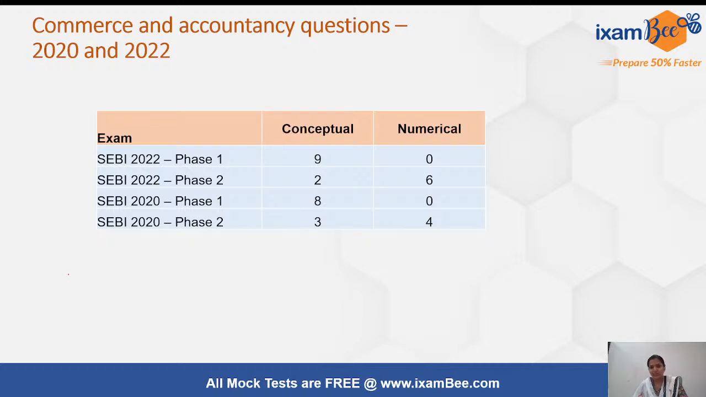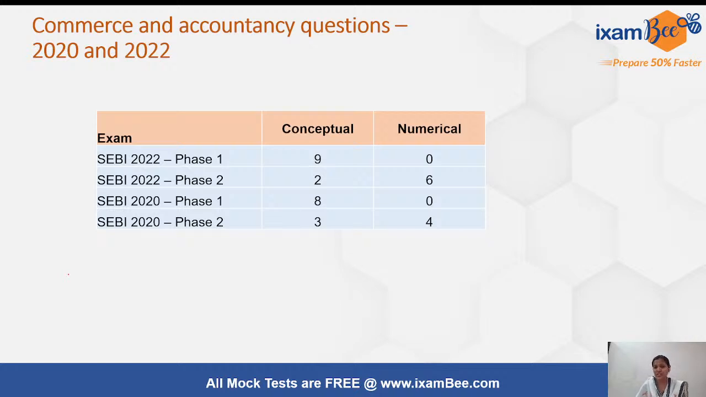Okay, now let's look at the trend of questions of commerce and accountancy per se that have come in 2020 and 22. Why am I talking about only 20 and 22 is because this syllabus, this pattern of exam for Sebi was introduced in 2020, when they introduced two papers, paper 1 and paper 2, and paper 2 had these 6 subjects, right? So there have been 2 cycles of recruitment based on this syllabus and this kind of exam pattern, right? So both of them I have analyzed, both in 20 and 22.